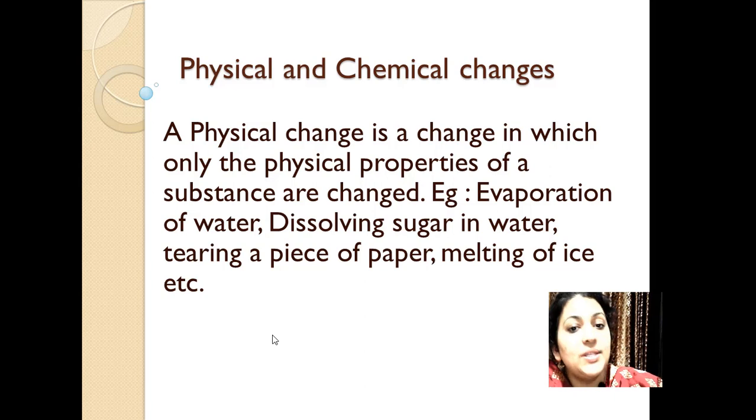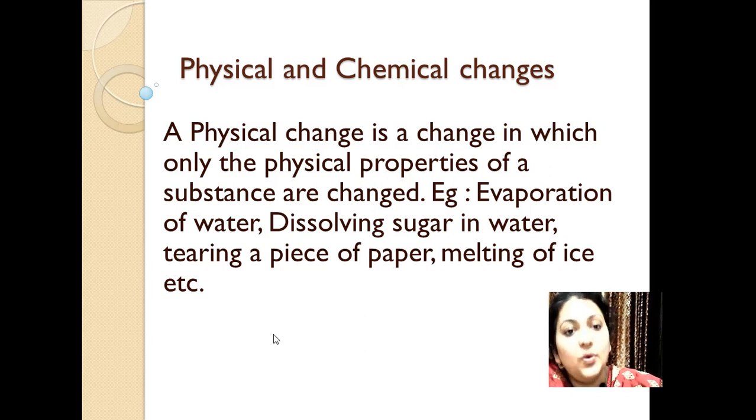A physical change is a change in which only the physical properties of a substance are changed. What are physical properties? The size, the shape, state, etc. are called physical properties, right? So we know that a physical change is sometimes reversible also. Not all, but sometimes they are reversible. A lot of examples we discussed in the previous class. Example: evaporation of water, dissolving sugar in water, tearing a piece of paper, melting of ice, etc. are some of the examples of physical changes, right?